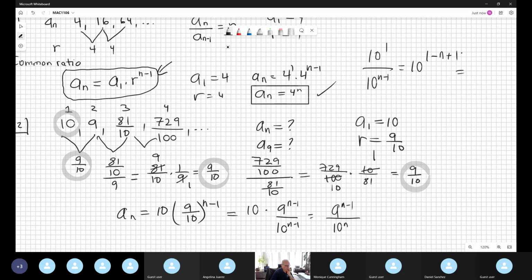Oh, something is wrong. I did it wrong. Let me see: 1 minus n plus 1, it's 10 to the 2 minus n. So I don't like it like that. It's correct, but I prefer to continue working with the other form. It sounds not too complicated.